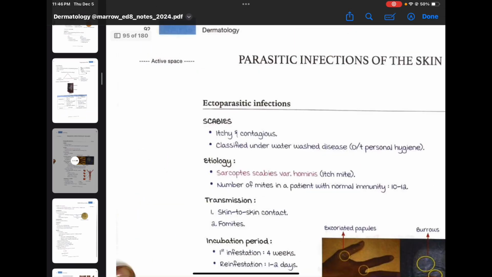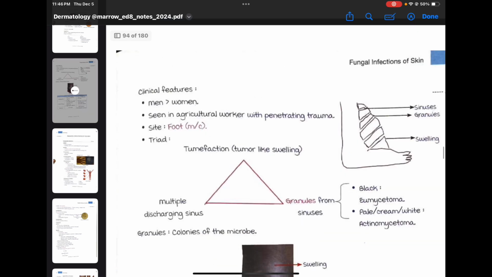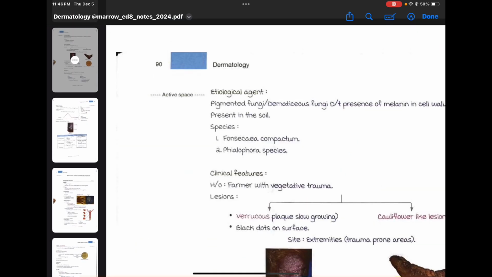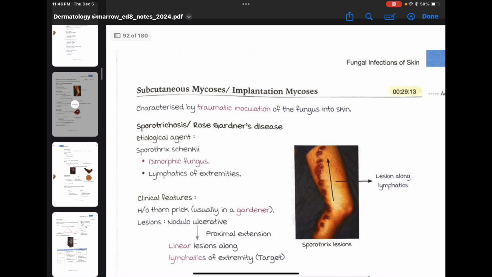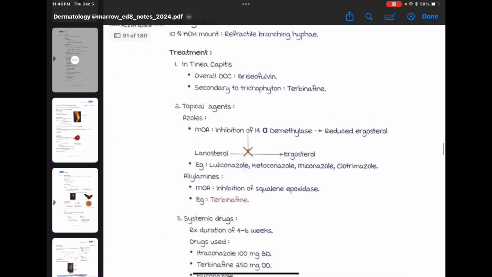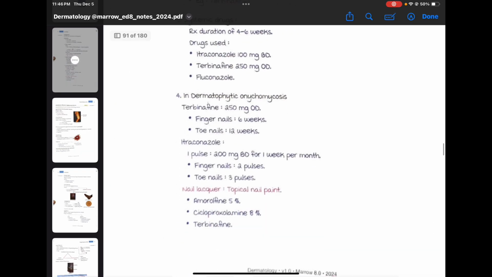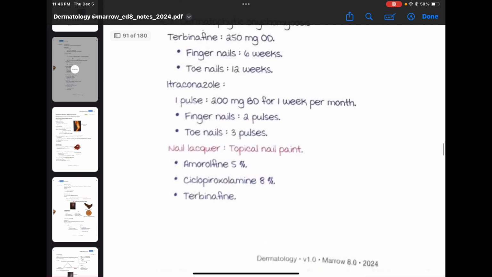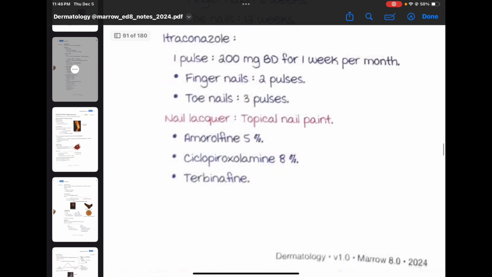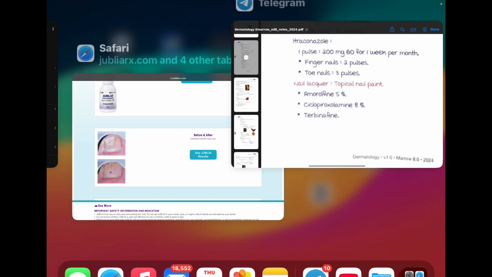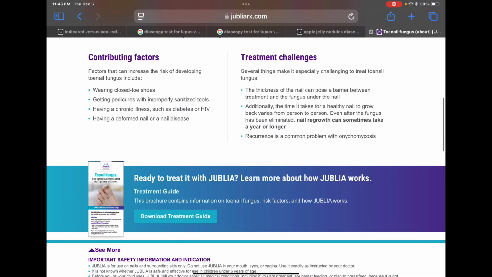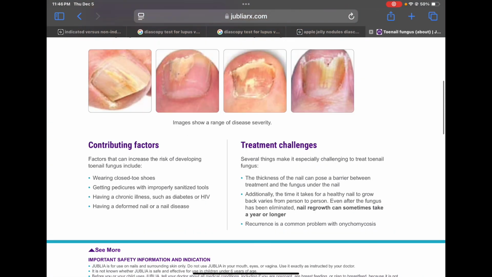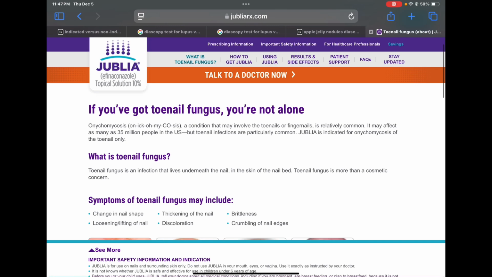So where were we? Nail lacquer. In Canada, most commonly prescribed is Jublia, which is efinaconazole. But in our notes, we have amorolfine, ciclopirox olamine, and terbinafine.